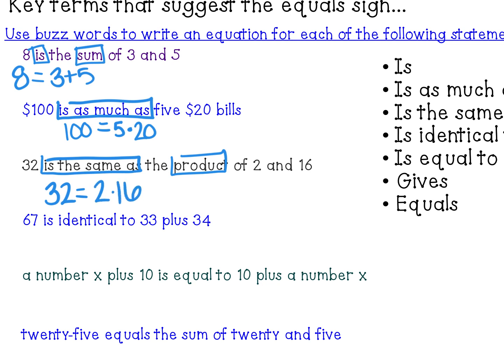Let's try one more of these and then we're going to move on. Next one, 67 is equal to 33 plus 34. Calvin. So the buzzword is like identical. Yep, it is identical. And so 67 equals 33 plus 34. Good. 33 plus 34. Questions on that?